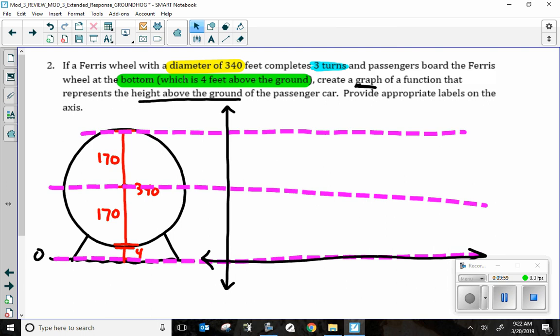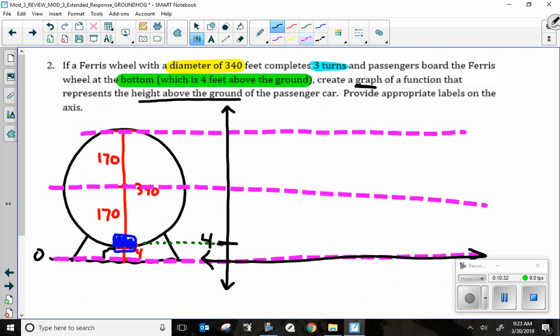Where does my cart start? Well, the cart is going to start right there. That's my passenger cart. The cart is going to start 4 feet above the ground. It's not going to start at the ground at 0. You're not going to have to lay on the ground on your stomach to get into the cart. There's probably going to be a set of stairs right here, and you get into your cart. So you are going to start at 4 feet above the ground.